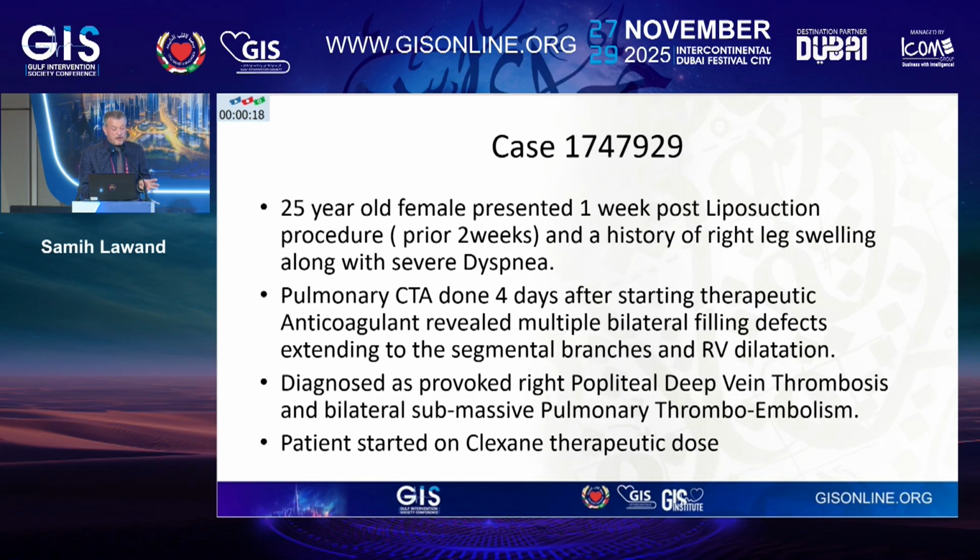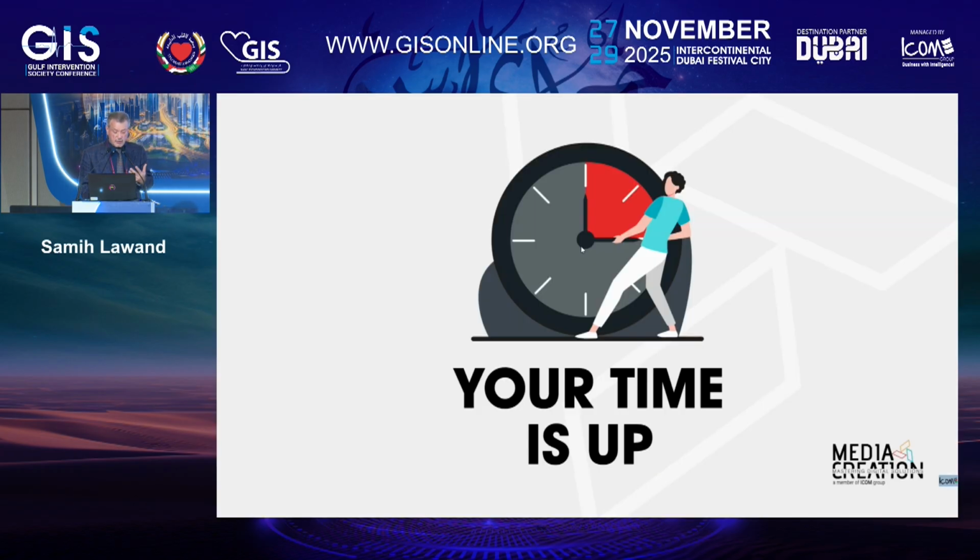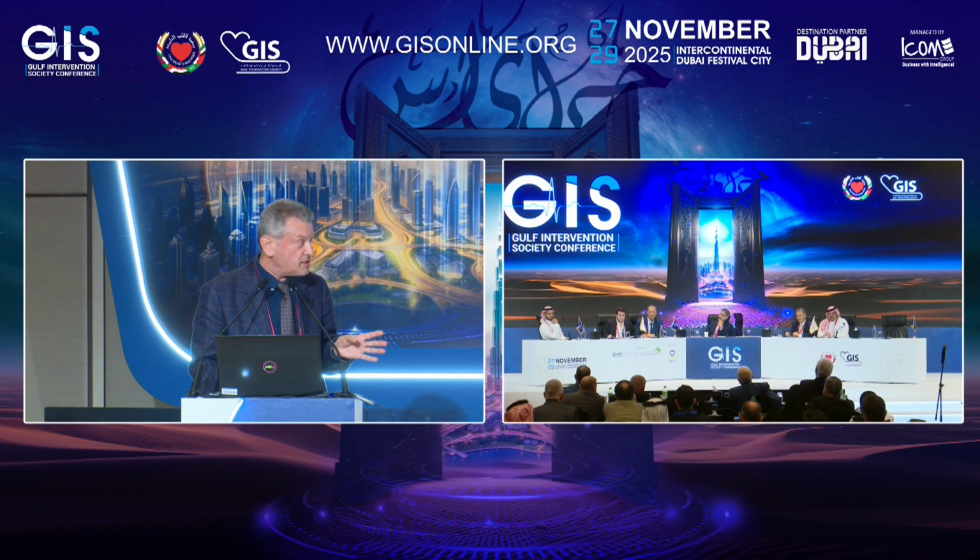Case 3 is a 25-year-old female who presented 1 week post-liposuction procedure, which was done 2 weeks prior. With that, she developed severe dyspnea, leg swelling, etc. CTA was done 4 days after, confirmed the diagnosis of multiple defects, and provoked right popliteal vein thrombosis was considered, and then the last image. Basically, the patient was treated with the EKOS system at that time, and these are hemodynamics initially.